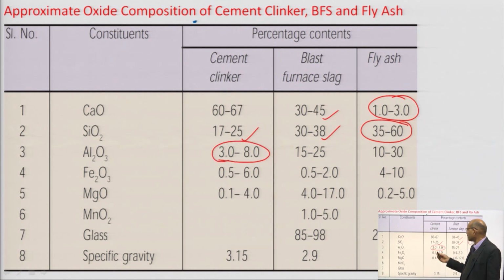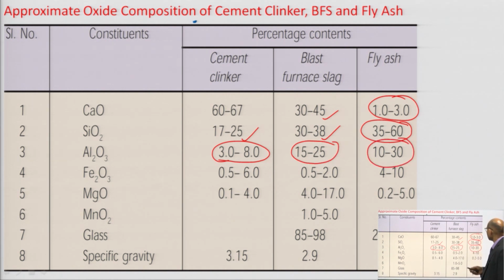So, this component we are adding in cement to reduce the fusion temperature. Okay. And in blast furnace slag naturally you will get around 15 to 25%, and even in fly ash you can get 10 to 30%. Okay. So, this is responsible for pozzolanic action, and this is going to give you directly cementing property.